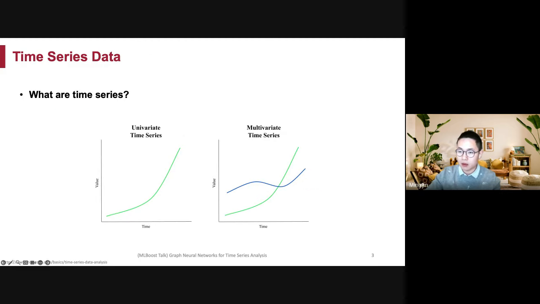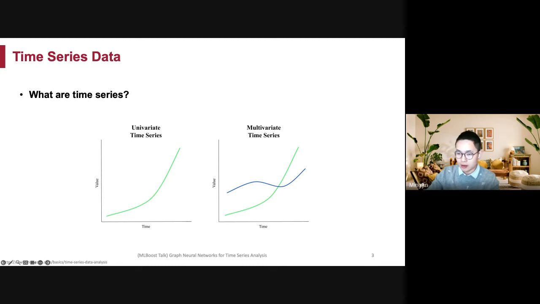Here I give a very typical example of standard time series. Formally, we can categorize them into at least two types, the univariate and the multivariate time series. A standard univariate time series is a sequence of observations, such as the daily temperature in Melbourne. And the multivariate time series, on the right-hand side, on the other hand, has more than one variable.